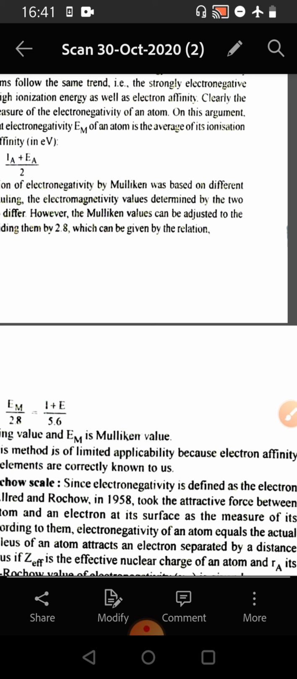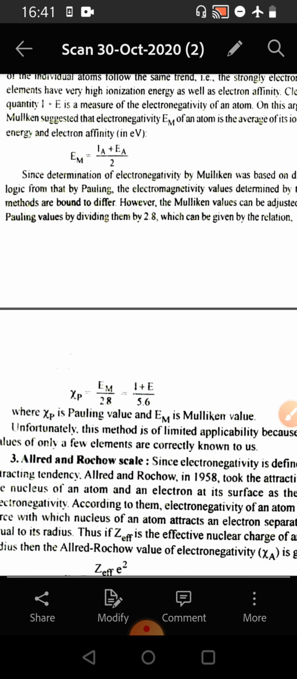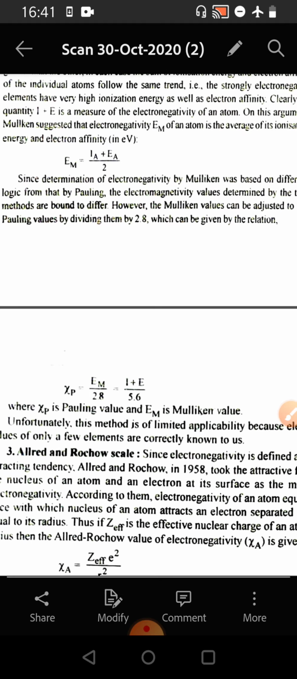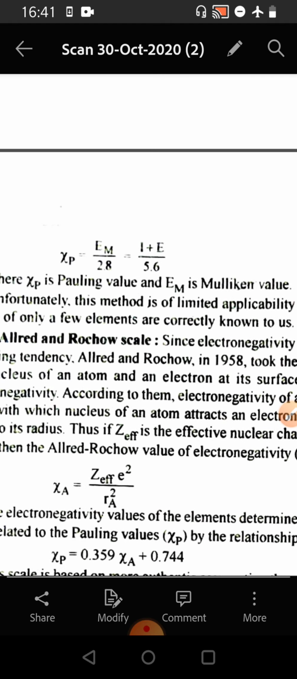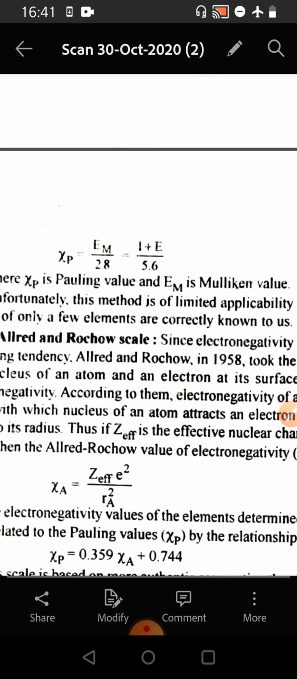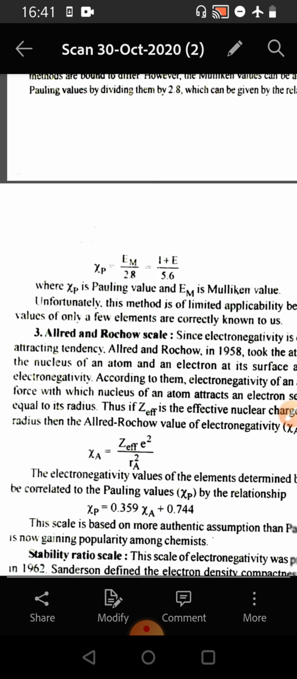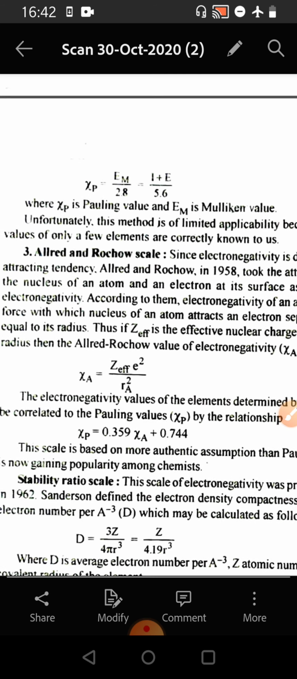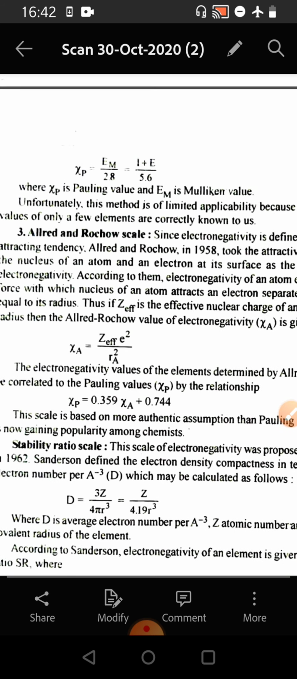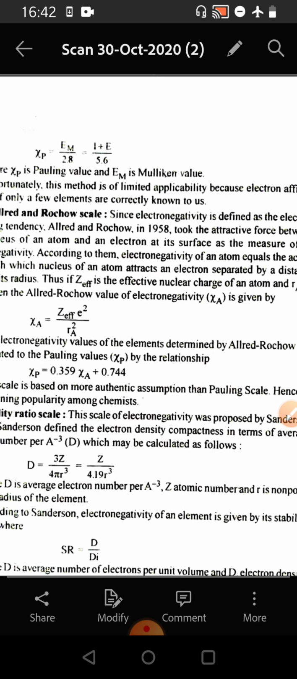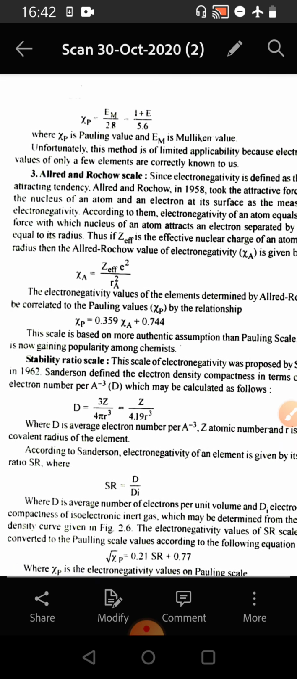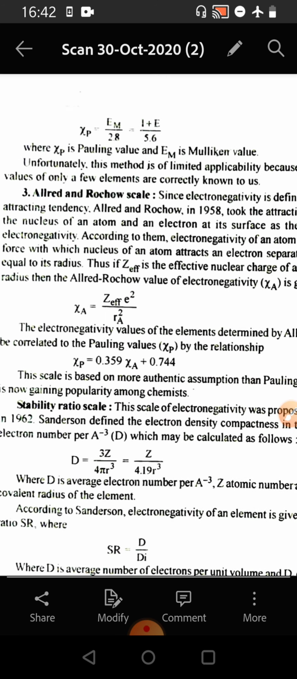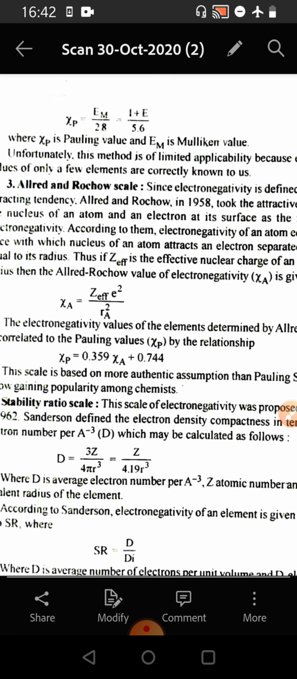However, the Mulliken values can be adjusted to the Pauling values by dividing them by 2.8, which can be given by the relation Xp is equal to Xm upon 2.8, which is equal to I plus E upon 5.6, where Xp is the Pauling value and Xm is the Mulliken value. Unfortunately, this method is of limited applicability because electron affinity values of only a few elements are correctly known to us. The next method is the Allred-Rochow scale.